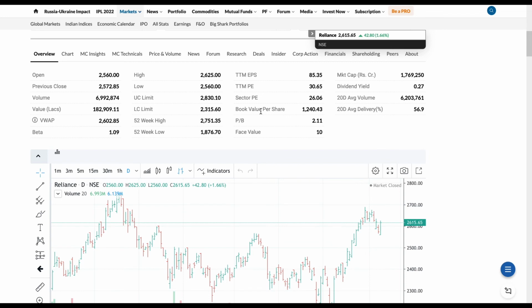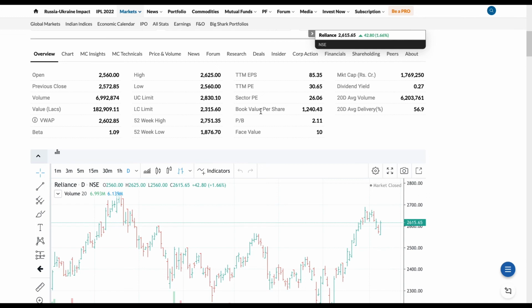Then comes the dividend yield. The dividend yield is displayed as a percentage and is the amount the company pays to its shareholders for owning shares of its stock. So it means that for every stock that you own, this company will give you a 0.27 paise return, right? So the dividend yield works in that format.